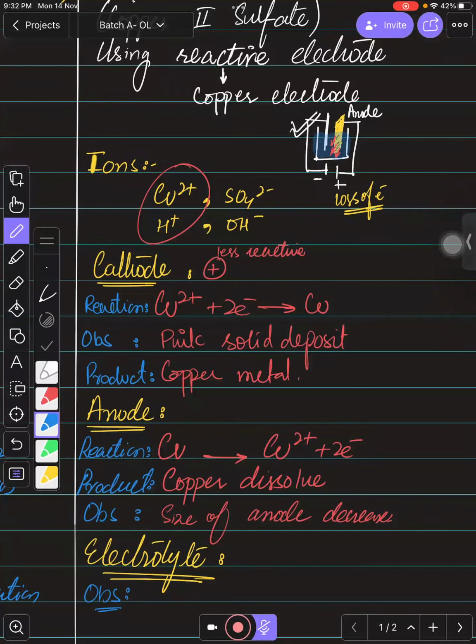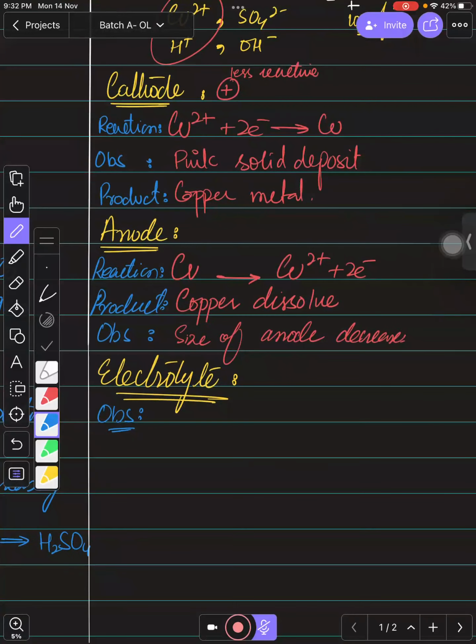So if one of the copper ions deposits on the cathode, one copper dissolves from the anode to become a copper ion as well. So you can see the number of copper ions in the solution will remain the same, right? The aqueous copper sulfate solution here is not changing. If one goes here, one comes back; one is deposited, one is dissolved.